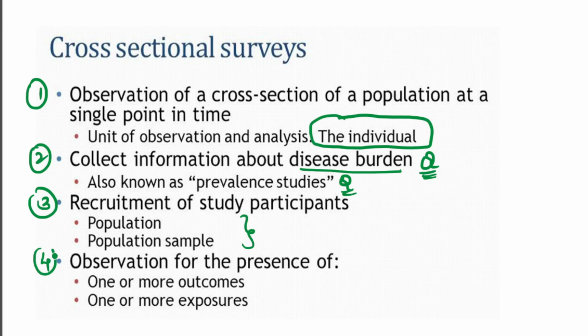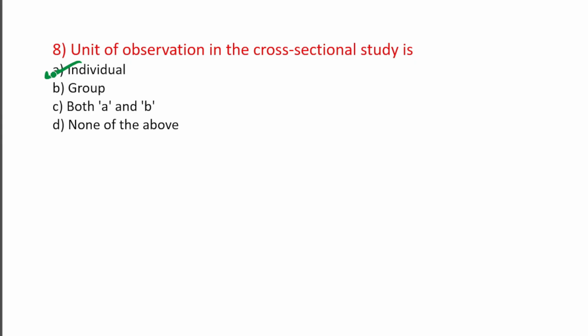They may also ask you regarding the observation for the presence of one or more of the outcomes or one or more exposures. So all these four are the features in the cross-sectional study. So any point can be asked as a question in an MCQ. So you have to be perfect with all these four points in the cross-sectional surveys. And coming to the answer for our question, we have taken option A as the answer: the unit of observation in a cross-sectional study is the individual.